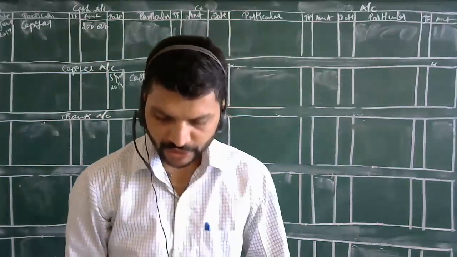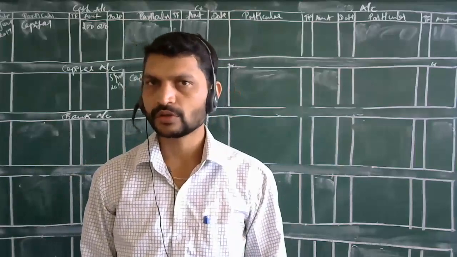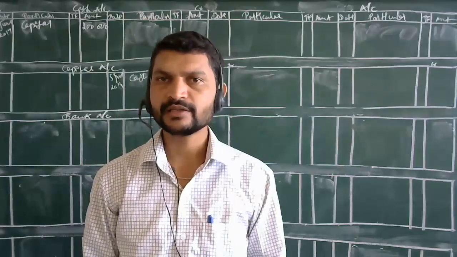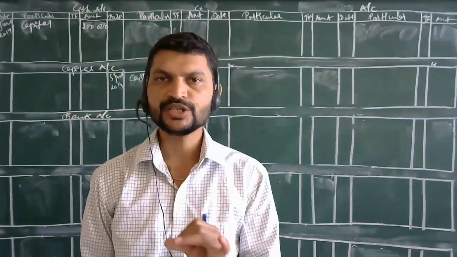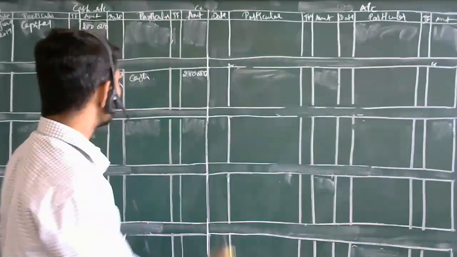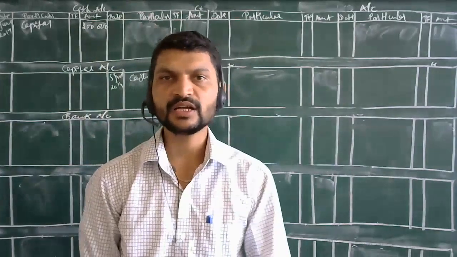So what is the journal entry? Cash account debit to capital account. The narration, what are you going to write as the narration over here? Business started with cash, how much? 2 lakh rupees. 2 lakhs will be debited and 2 lakhs will be credited in the journal entries.